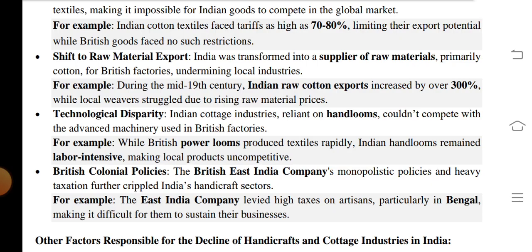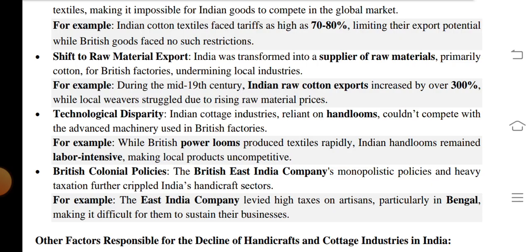Shift to raw material exports. India was transformed into a supplier of raw materials, primarily cotton, for British factories, undermining local industries. For example, during the mid 19th century, India's raw cotton exports increased by over 300%, while local weavers struggled due to rising raw material prices.